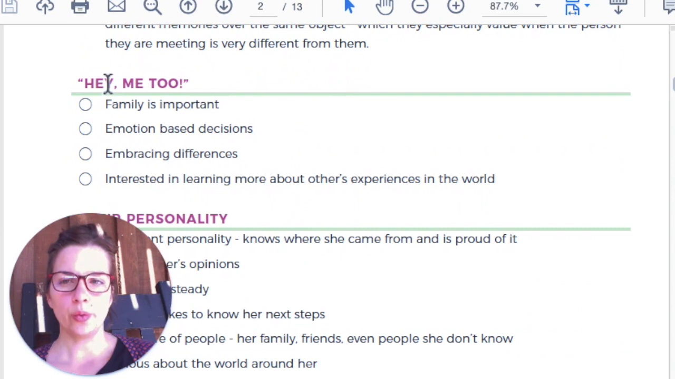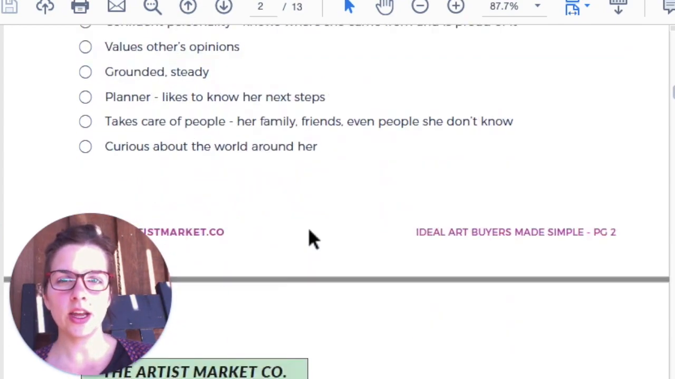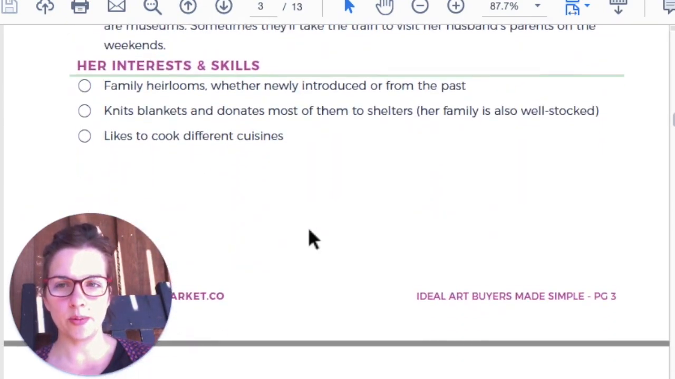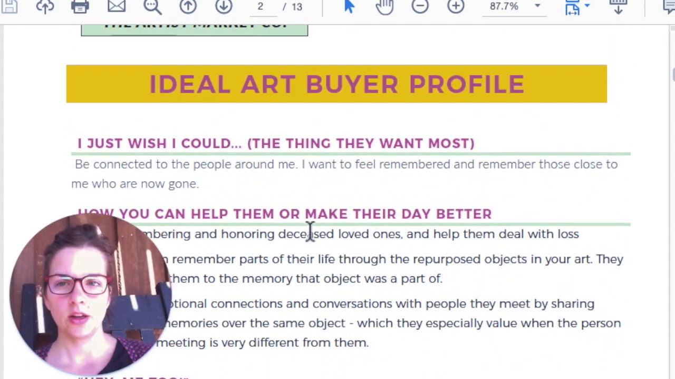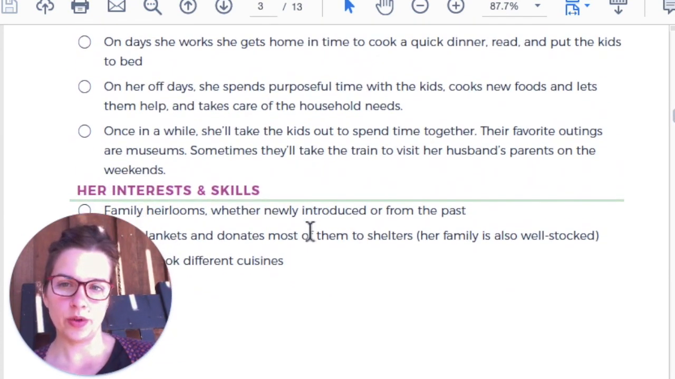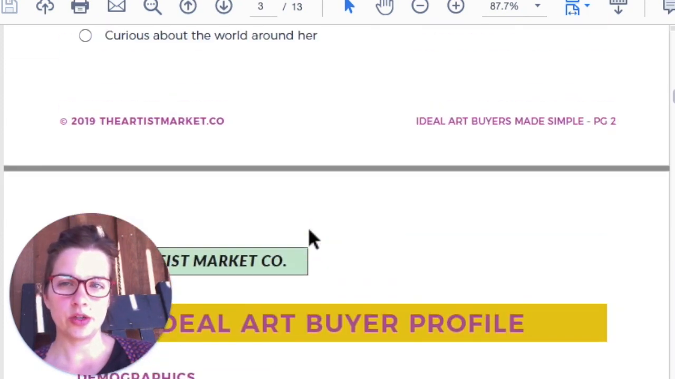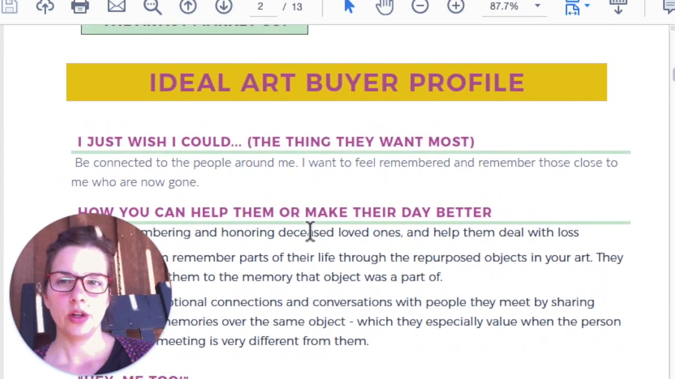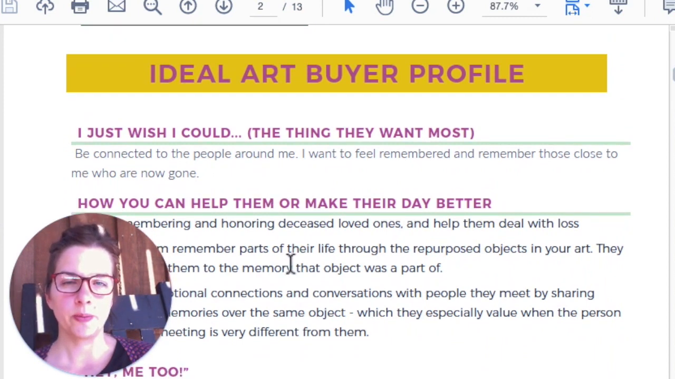We also went over the things that you might have in common with your ideal art buyer and their personality, and then we kind of made a story about fitting all of these things, like demographics and what they did on an average day and their interests, into the thing that they want most and how you can help them make their day better. So you have a really clear idea of the type of person who would really connect with your art.